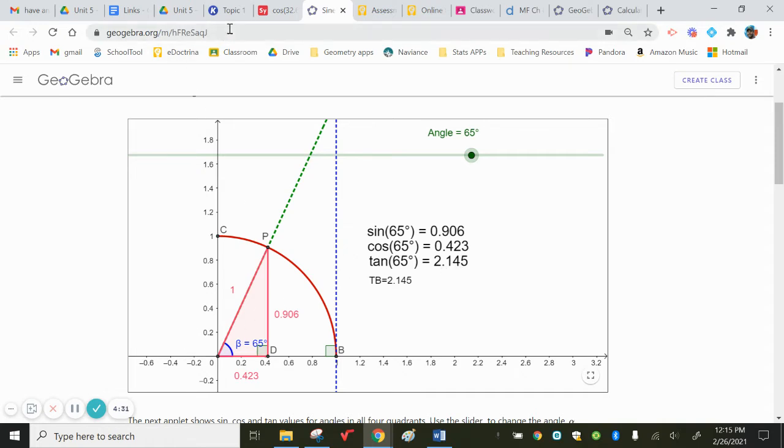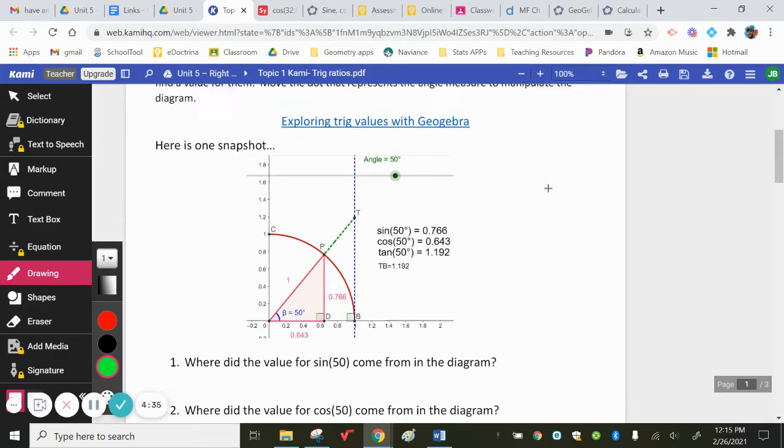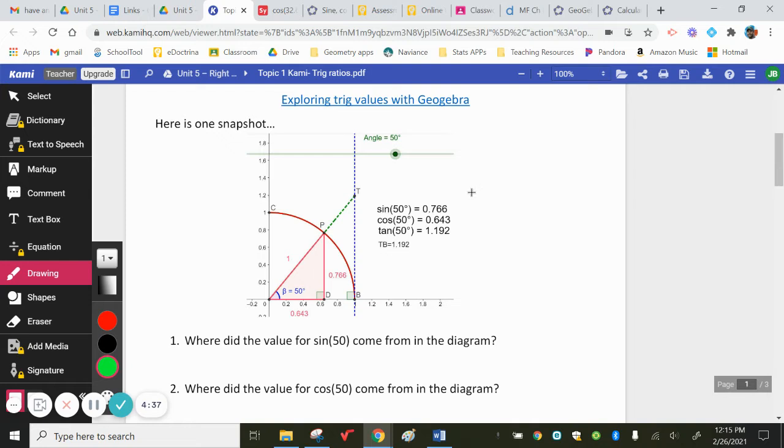But let's take a look back at this example. And here was one snapshot that I had from that screen, so I ask you this question: where did the value for the sine of 50 come from in the diagram? So we look at this diagram and we see the sine of 50 has a value of 0.766. Where did that number come from? So again, that number is the length of this vertical side of this triangle.